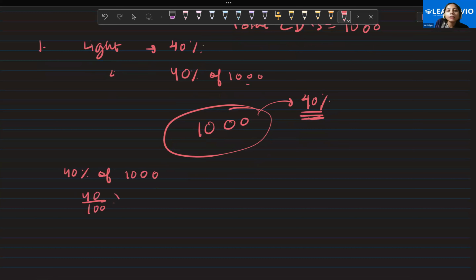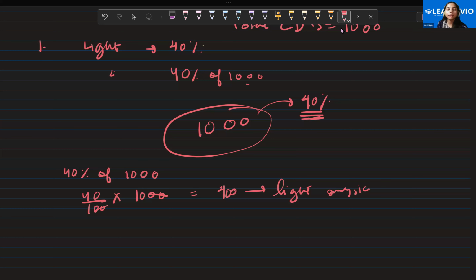And how will I do that? 40% of 1000. So first of all, remove the percentage sign. This becomes 40 by 100, multiplied by 1000. This gets cancelled, so I will get 400. Okay. So out of 1000 CDs, 400 will be of light music. Is it clear why we are finding that? Because the amount of CDs is going to be from the total, and the total is 1000.